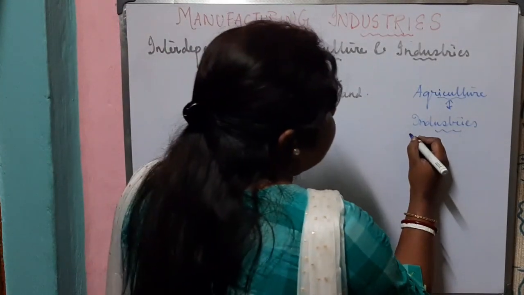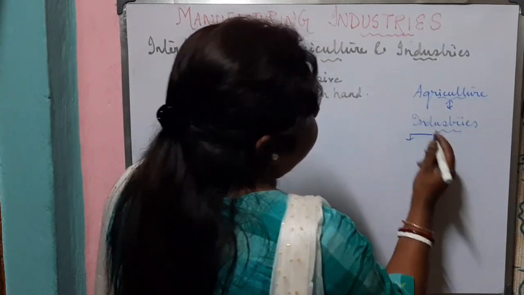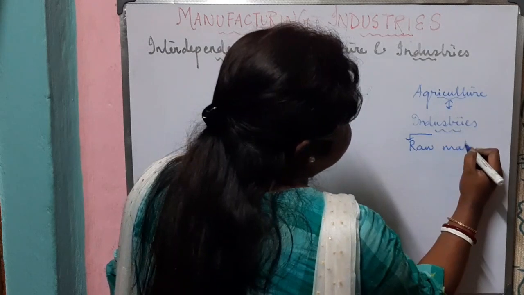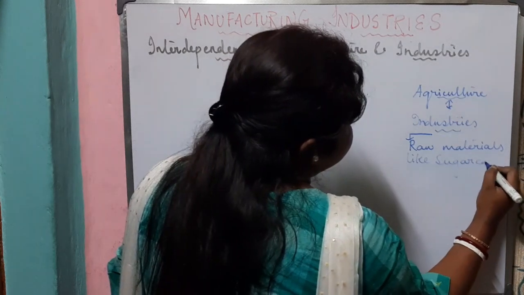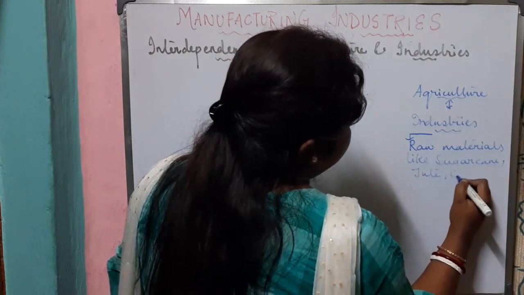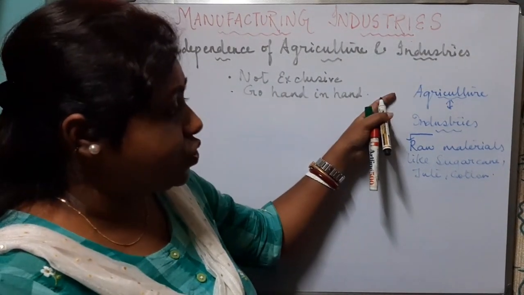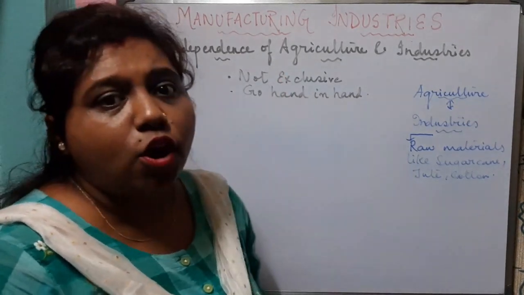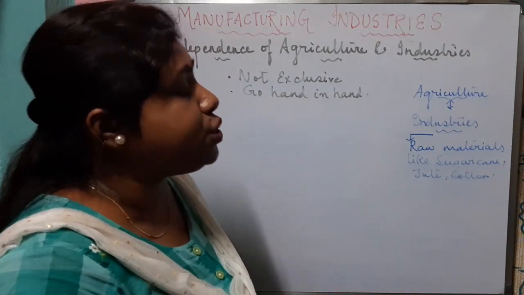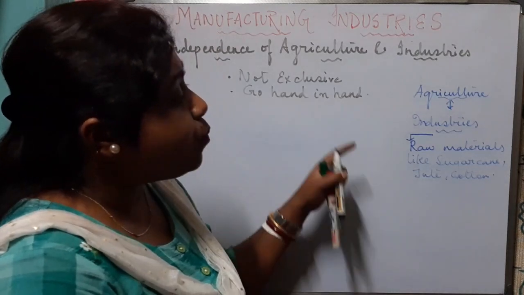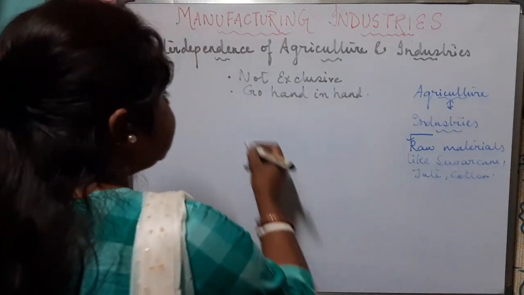Now let us see how industries are related with agriculture. Industries are dependent on agriculture. Why? So that they can obtain the raw materials like sugarcane, jute, cotton. So the industries obtain their raw materials from agriculture. Without raw materials, industries cannot run. What will they manufacture without the raw materials? So raw materials, which is the most important criteria of any industry, is procured from where? From agriculture.